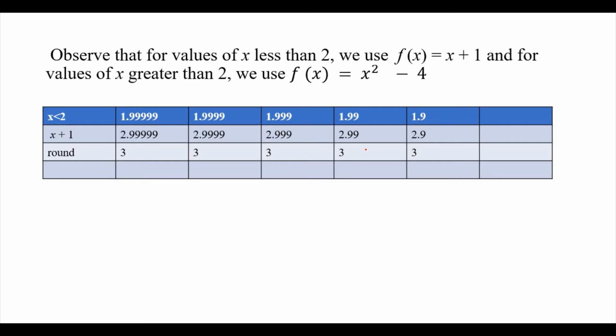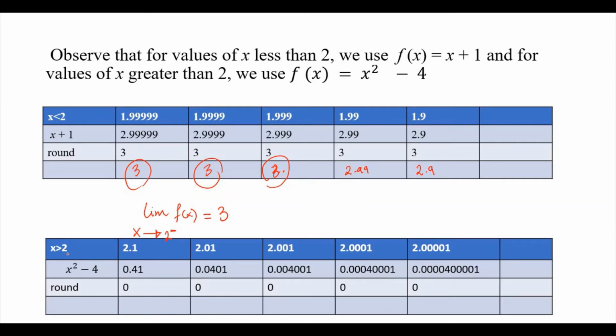So if you do that, you're going to get 2.9. If you round this to 2 decimal places, 2.99. If you round this to 2 decimal places, you're going to get 3. If you round this to 2 decimal places, you're going to get 3, and the same for the next one. So we have 3 values that agree. This indicates that the limit of the function f of x as x approaches 2 from below is equal to 3. So that is the first limit that I have.